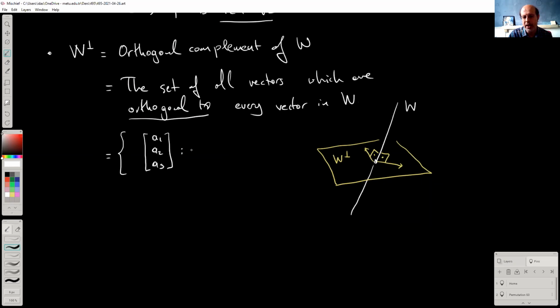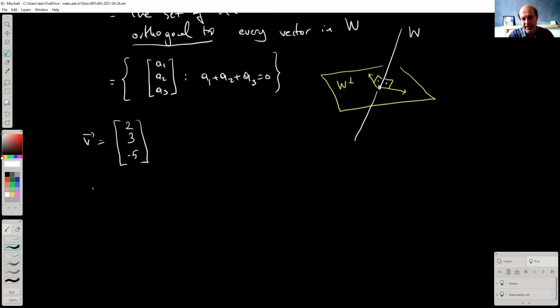Right? Let's say A1 plus A2 plus A3 is equal to 0. You can also think of this subspace like that. It's the orthogonal complement, but I can also describe it as basically any vector. Let's say this is 2, 3, minus 5, for example. This is the set of vectors where the sum of the components is equal to 0. So under permutations of these labels, you can easily see that this property is going to be the same. So this is an element of W-perp.